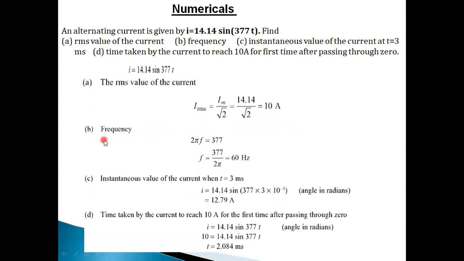Same for frequency. Frequency, in the sense, this omega. Omega is equal to 2 pi f is equal to 377 is the value. What's the value of f? 377 by 2 pi. It's approximately 60 cycles per second, or else 60 hertz. And the next part is the instantaneous value of the current when t equals 3 milliseconds: 14.14 sine 377 into 3 milli. Try to make this in radians. While using calculators, try to make sure the mode is in radians. In square brackets, R will be displayed on your calculator.